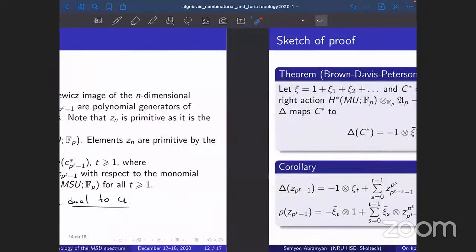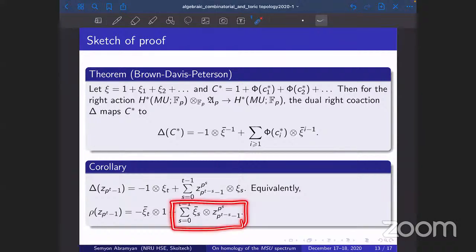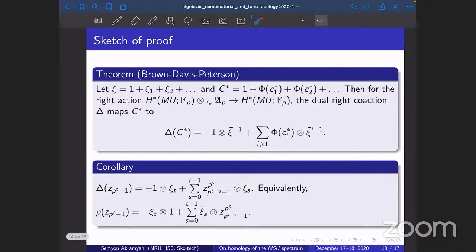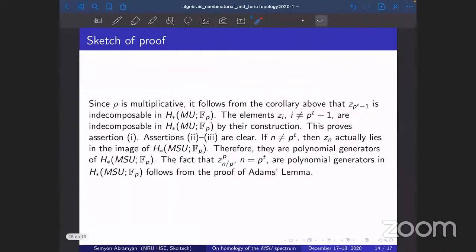And moreover, since in the decomposition here we factor by z_i, where i is p to the power t minus 1, here we have this second summand, which maps to zero, and therefore our composite maps these guys to the Hopf conjugate of x_{i,t}. So that's all. We have proved that the z_i's which we took are polynomial generators.